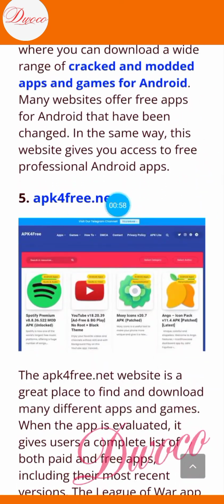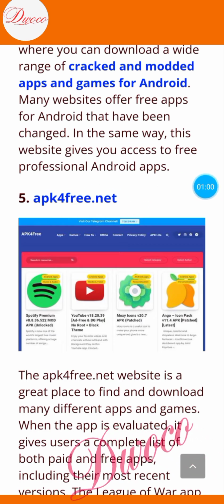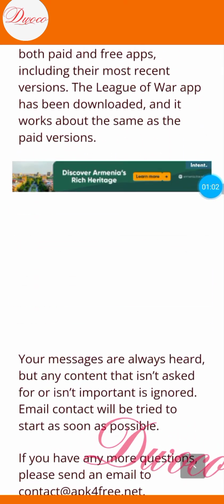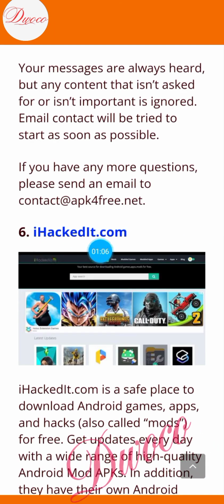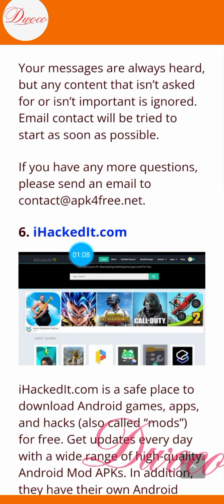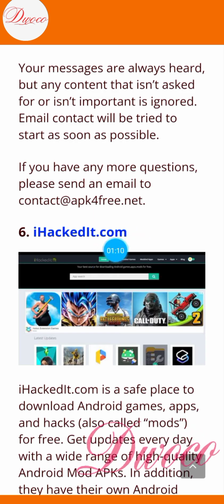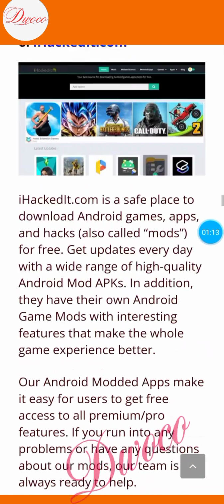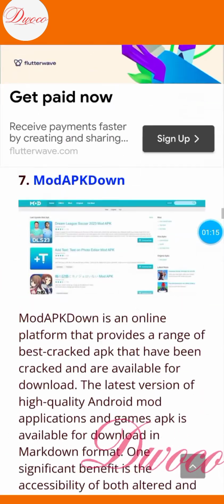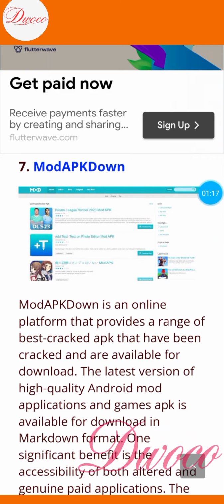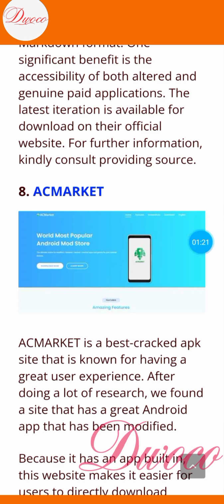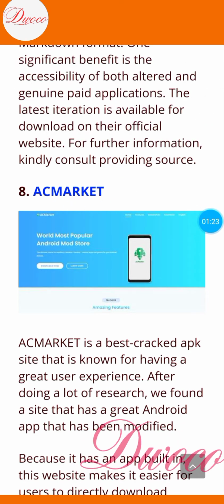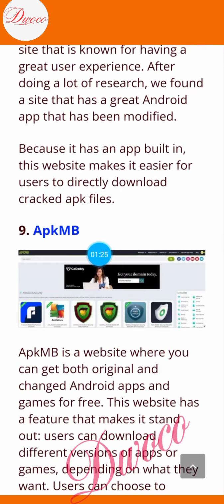Then we have apkforfree.net. These are websites where you can get free apps, free pro apps. Then this other one, acadult.com. All right, then you can go down here, you're going to see mode APK down. So many of them. So you're going to see AC market. Then you're going to also see APKMB.